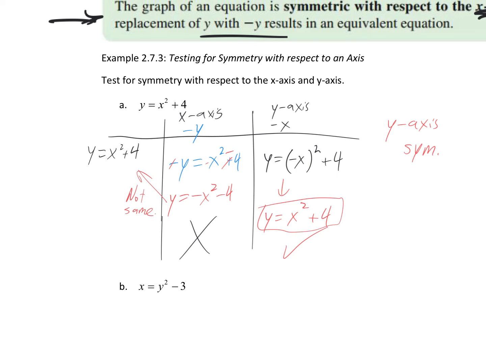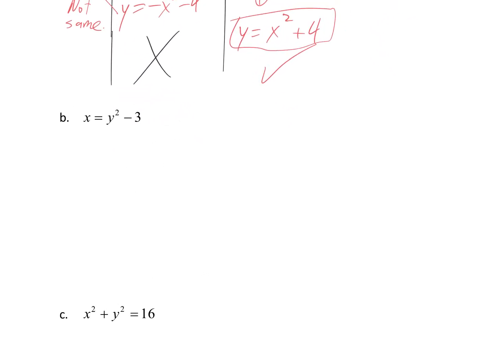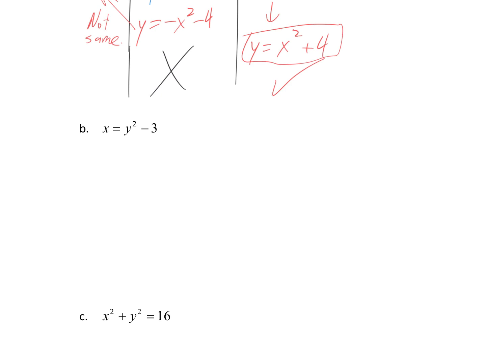So let's try this one more time. Let's go down to part B. Again, the idea is to see if, when you plug in a negative, you still get the same equation. So let's make our little testing chart here and just copy this one the same way it is down here: x equals y squared minus 3.